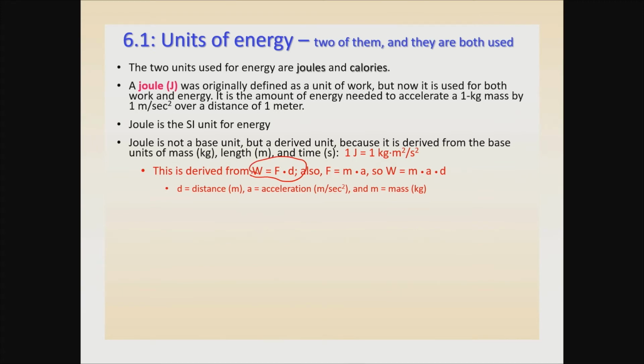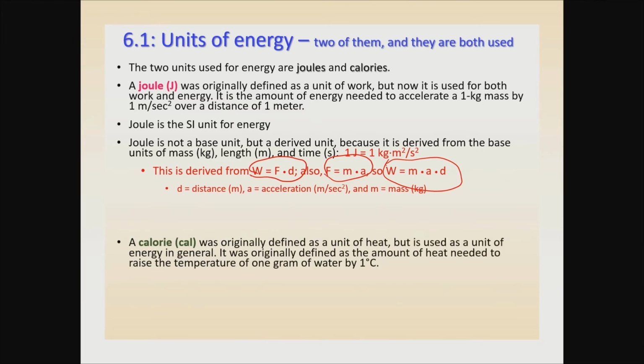in that previous example. Now, if you take a physics class, you will probably learn that the force on an object is going to be equal to the mass of the object times its acceleration. So if you substitute mass times acceleration for force into this first equation, you get that work is equal to mass times acceleration times distance. And so let's talk about how we derive joules here. Again, work is equal to mass times acceleration times distance.